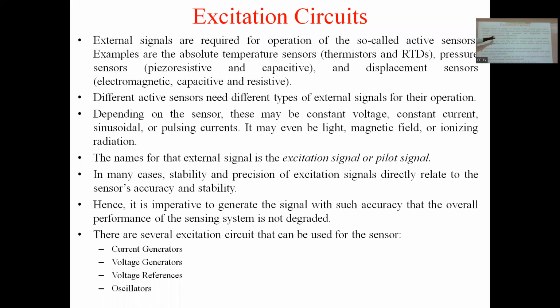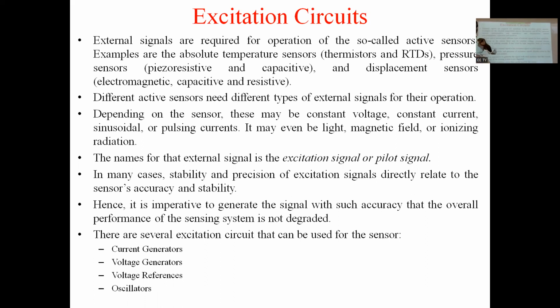Again, some pressure sensors, piezoresistive type and capacitive type sensors, will also require some excitation to enable their operation. That means to turn on their operation or to sense the stimulus, they need some external energy. That is provided by an excitation source or excitation energy. And displacement type sensors like electromagnetic, capacitive type and resistive type require excitation, right? So to enable the operation of an active type of sensor, the requirement is the excitation circuit.